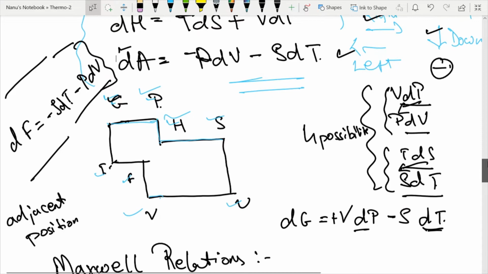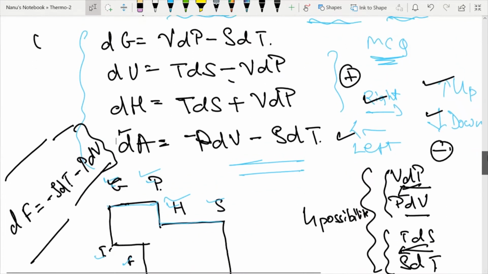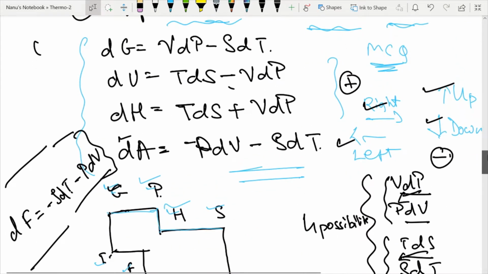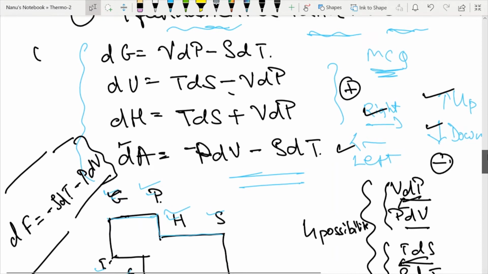VDP and your TDS, because P is up and S is on the right hand side. So you see this is on the right hand side and on the up side. So for each both will be positive, and this will be our VDP and TDS. So I hope you're understanding. So I'm just looking at the adjacent positions. I'm explaining one more time.